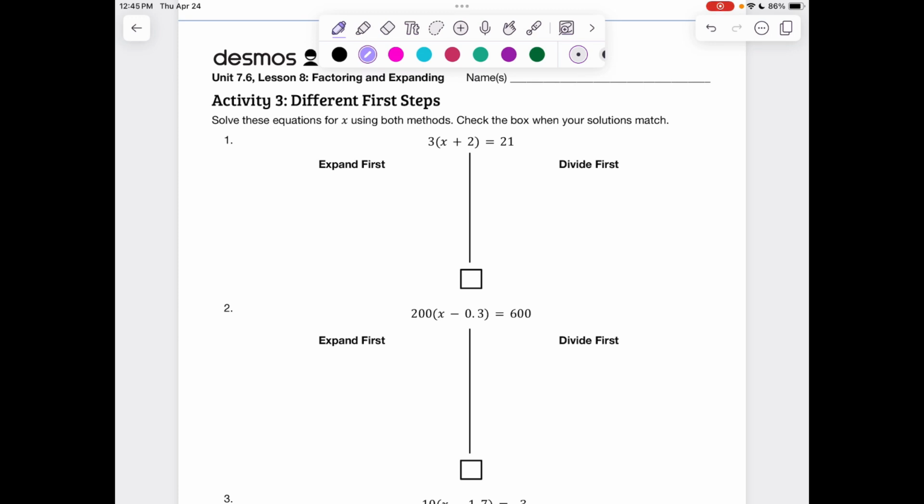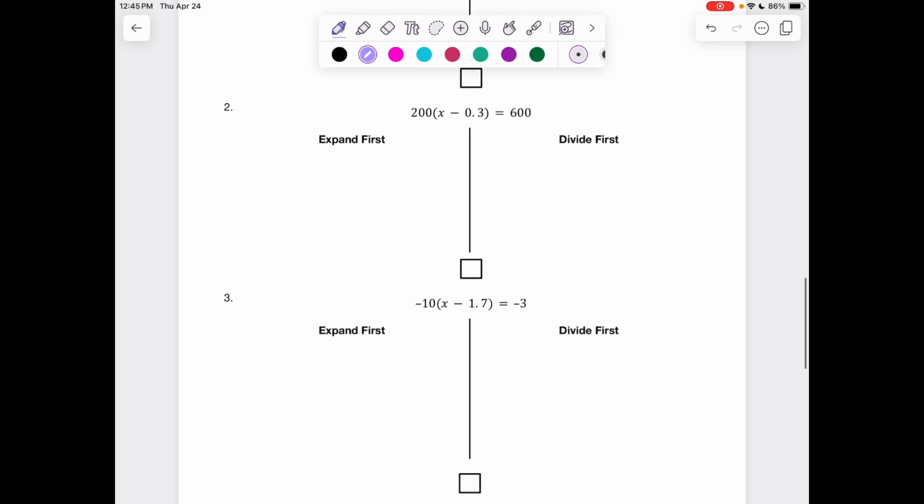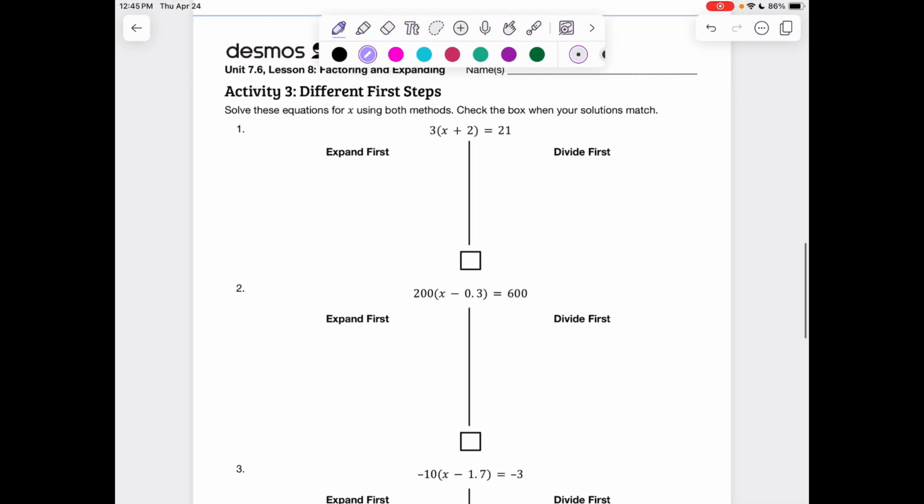All right, moving on to activity 3 called different first steps. These are a whole bunch of equations that I'd like you to try on your desk. So pause the video and then come back and check your work. But there are 2 different ways that you can do it. You can do your whoop whoops first, or you could divide first. So I'll do one example with you where I do both ways, and then you can decide for number 2 and number 3 if you'd like to do it one of the ways over the other way.